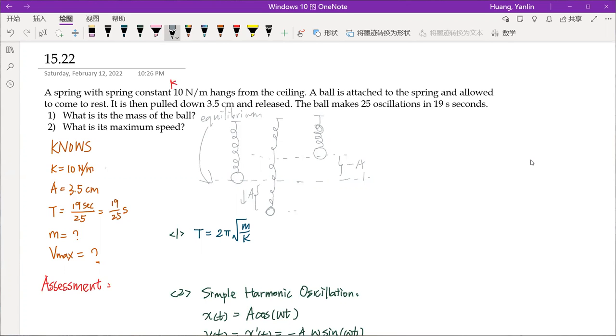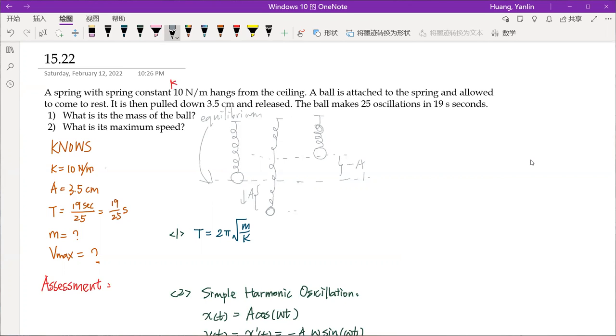And also we can get the period as 19 seconds over 25 to get how many seconds one period needs to make one cycle. And the question is asking for the mass of the ball m and the maximum speed v, velocity v. In the following we will go through the first question and the second question, and then finally make the assessment of the results.